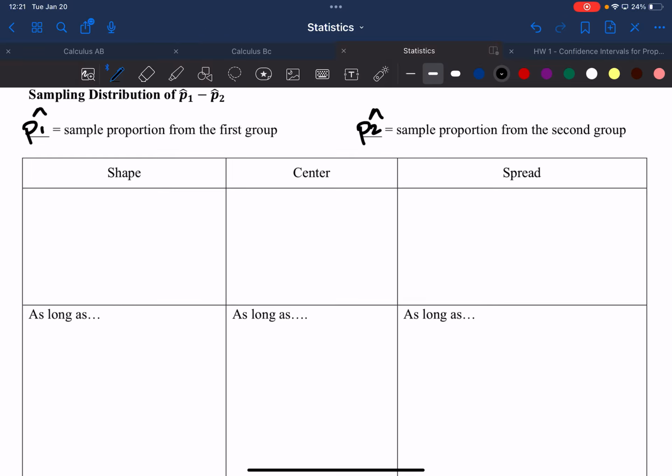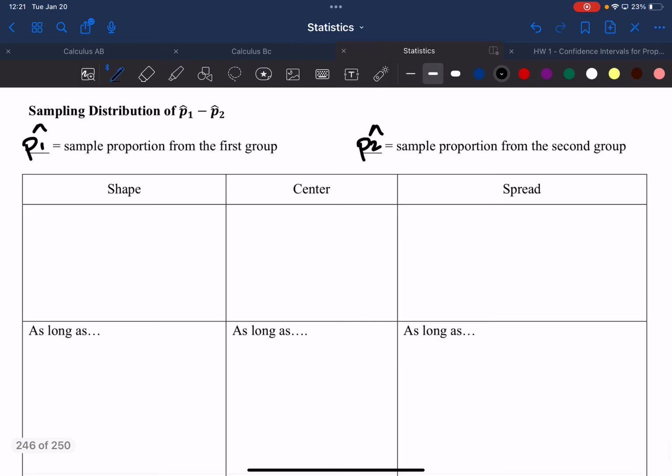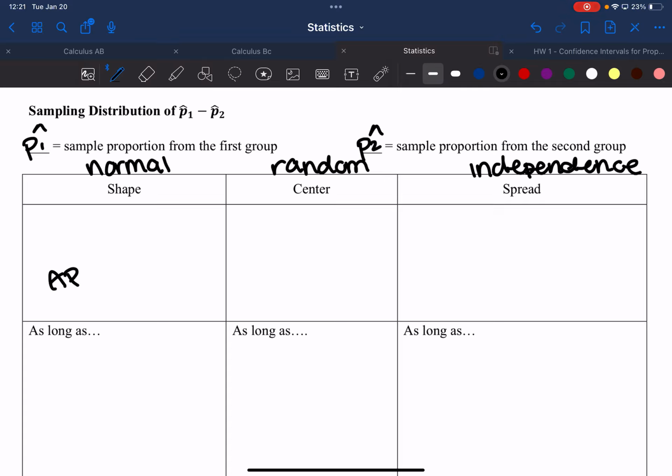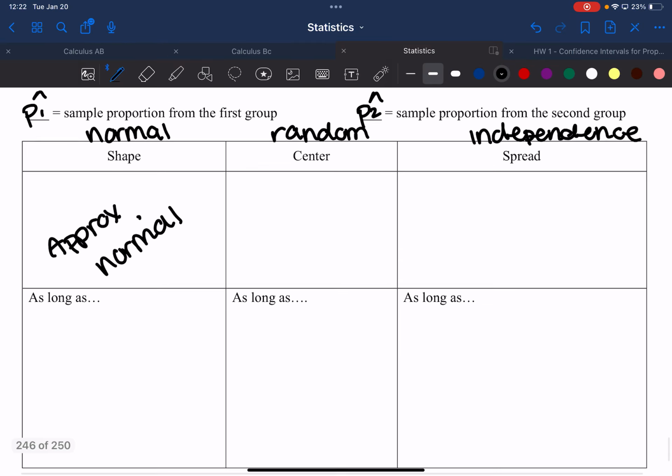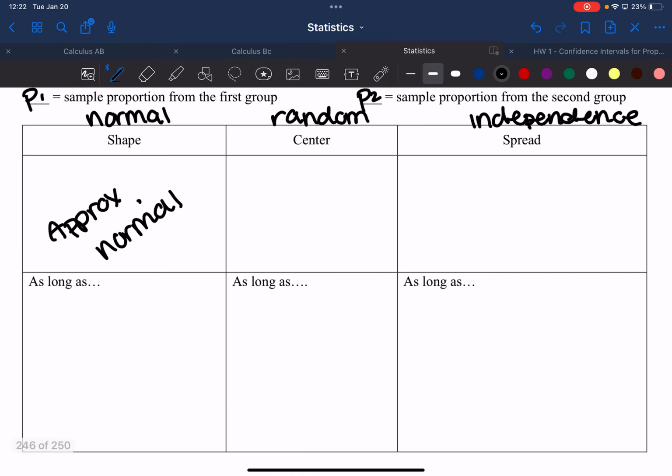Okay, so for one proportion versus two proportions, we're still looking at the same shape, center, and spread. So when you see these are our conditions. So shape is talking about normal. Center is talking about random. And spread is talking about independence. Okay. So for the shape, we still want this to be approximately normal. In order to conclude if it's approximately normal, we have to use which condition? Large counts condition. So large counts.